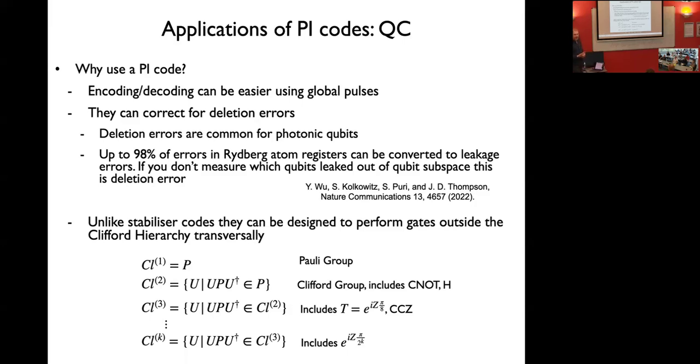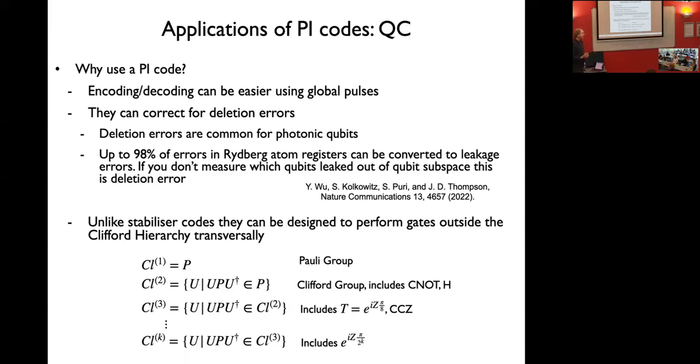Also, they can correct for deletion errors. Deletion errors are just erasure errors, but at unknown locations. And we're well aware of stabilizer codes which can correct for erasure errors. And some of them have very high thresholds, like the surface code has a threshold of 50% for erasure errors. But if you don't know where the erasures are, it's difficult in stabilizer codes to correct for that.